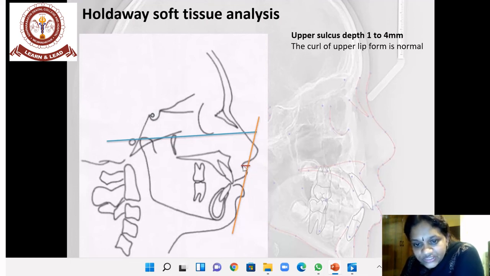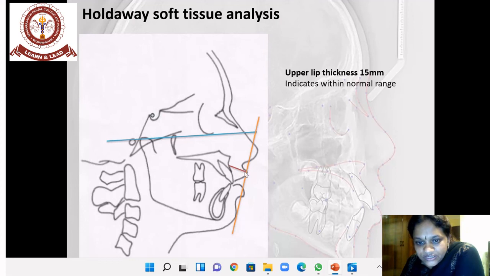What does it mean? If the severity of curl of the upper lip is more, that means you have a thicker lip. In case of a thick lip, if you do an extraction treatment protocol, the profile change will not be much appreciated. So soft tissue draping will mask your treatment outcome. That part has to be explained to the patient.